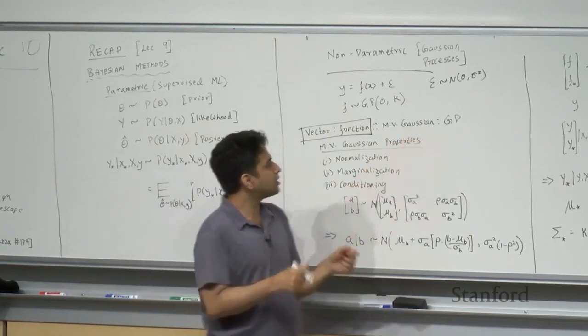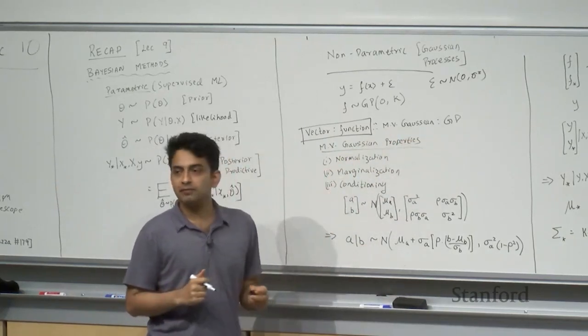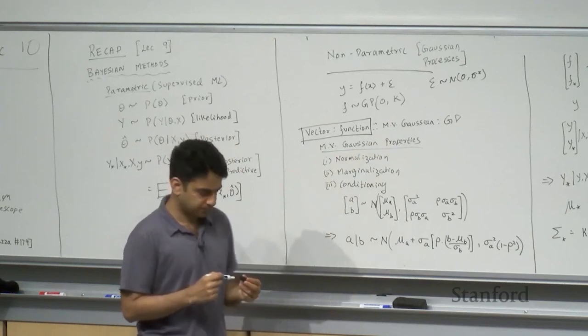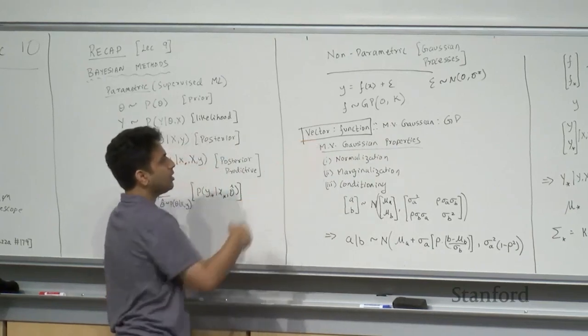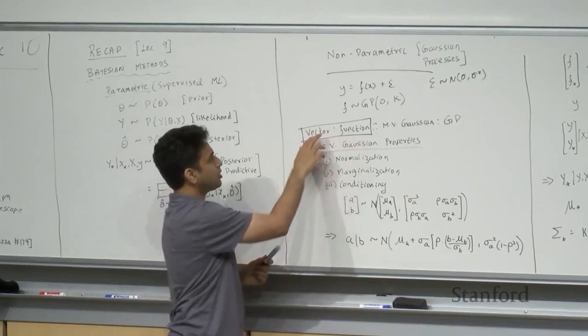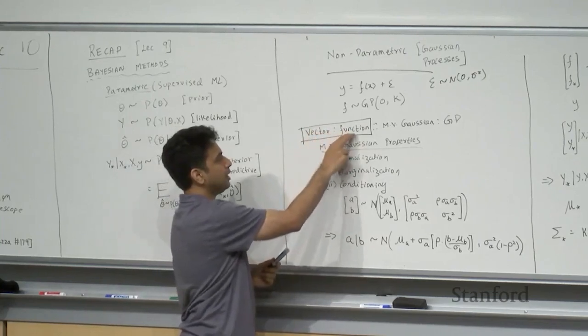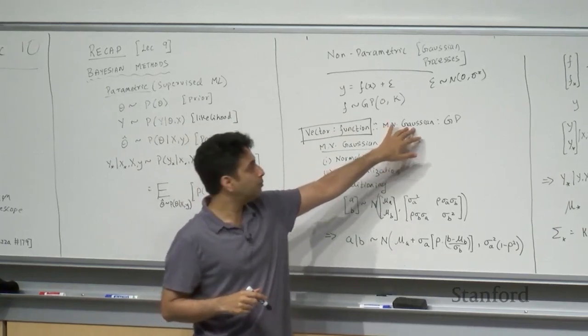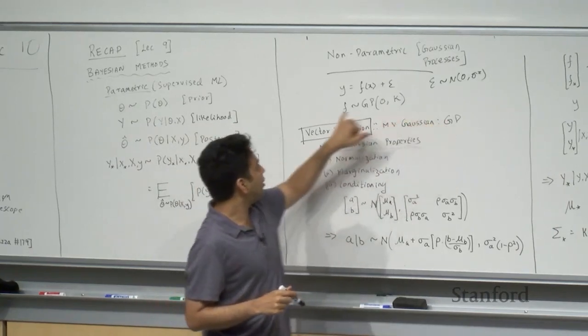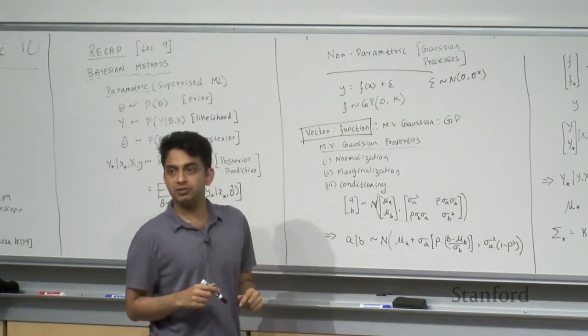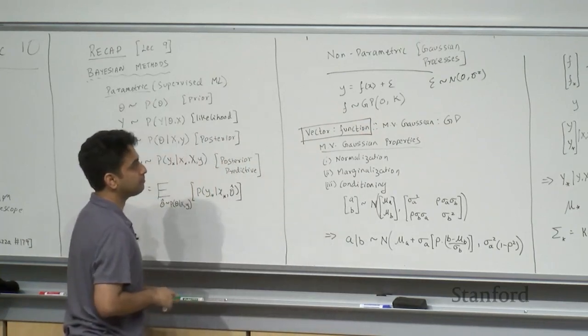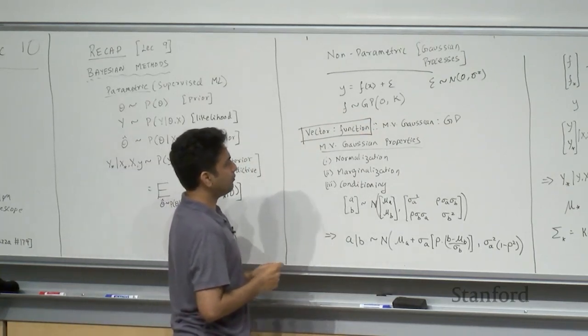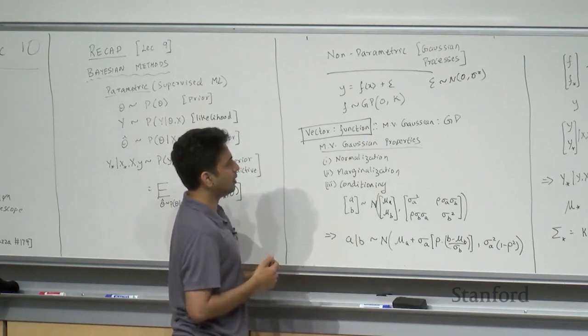Similarly, a Gaussian process is an infinite extension of a multivariate Gaussian distribution, right? And for vectors to functions, the relation was that the indices of vectors become the domain of the function. Similarly, indices of your multivariate Gaussian become the domain of the functions over which we are defining the GP. Okay. And we saw a few properties about multivariate Gaussians.